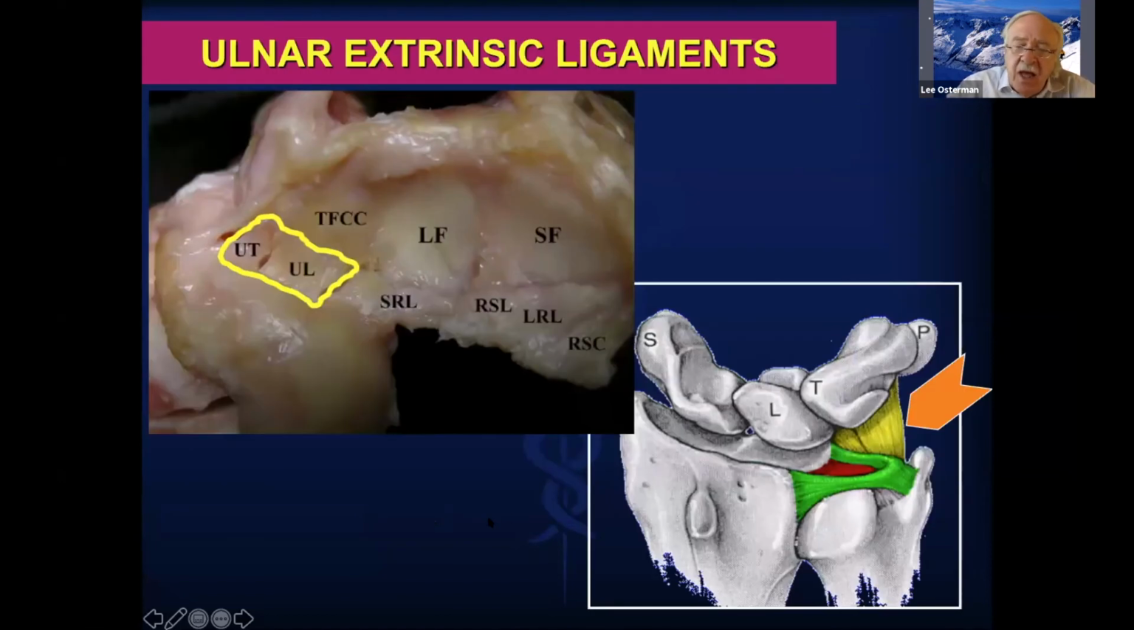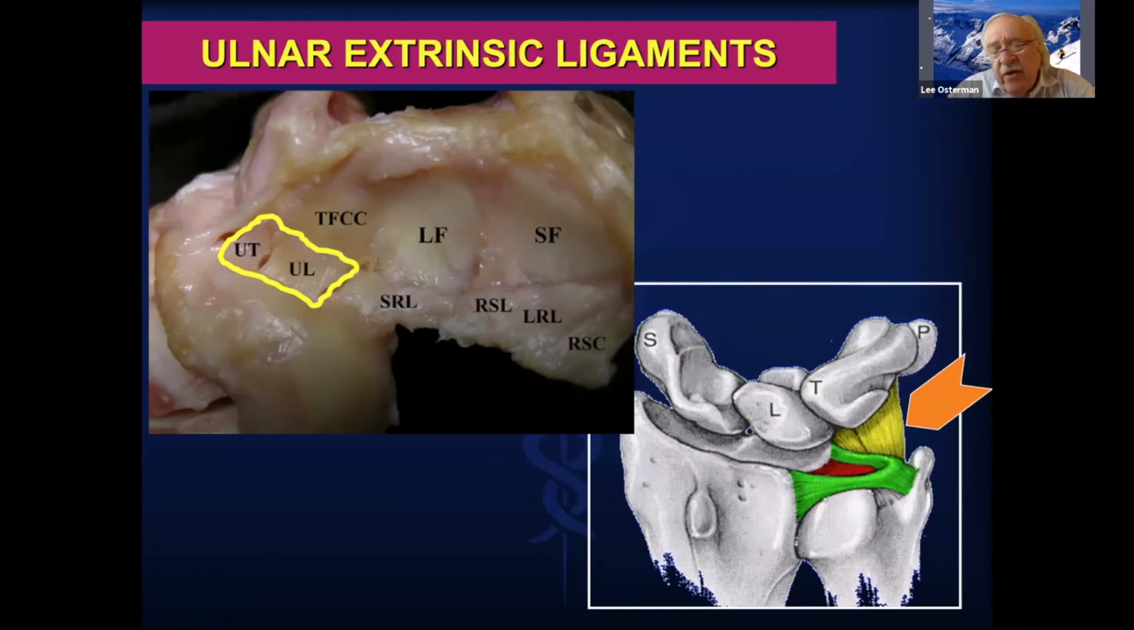Basically, I assigned myself this topic because I think this is one of the more commonly missed diagnoses. In fact, unlike some of our previous speakers, I don't have 4 or 5 pages of literature to show you the outcomes. And so it's a diagnosis which I still find many hand surgeons are either unsure about or that they miss. And this is lesions of the ulnar extrinsic ligaments.